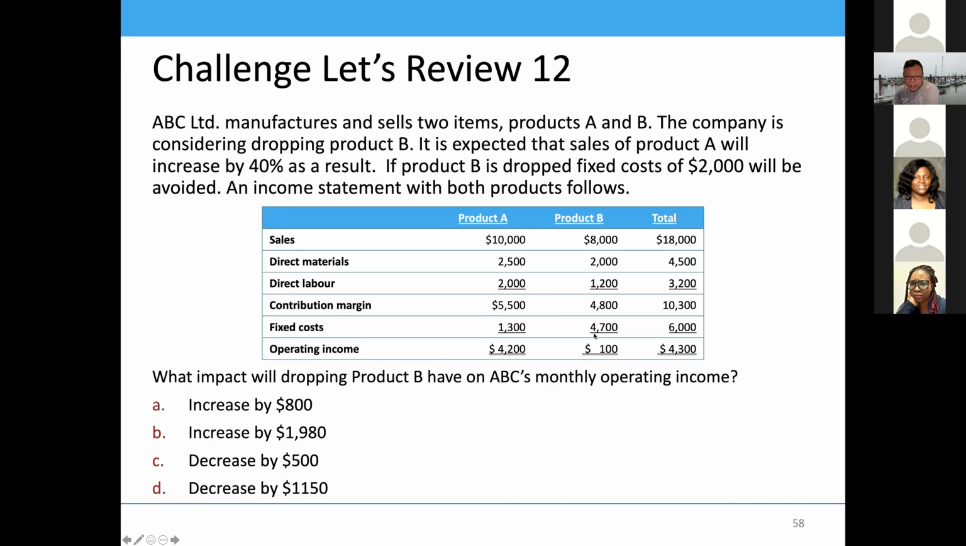So basically, when you get rid of B, your income will decrease by 500. 4,700 minus 4,200. So the answer is C. Okay.